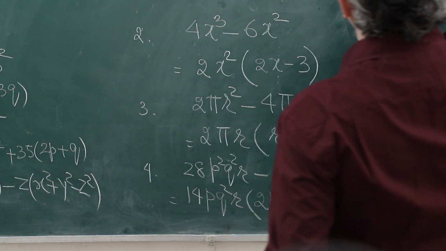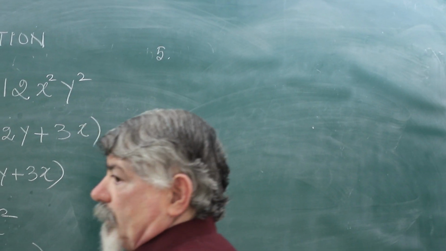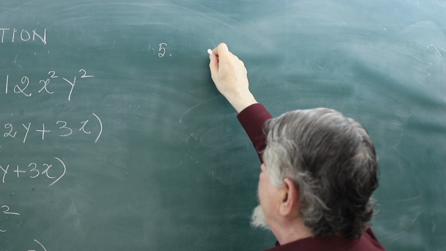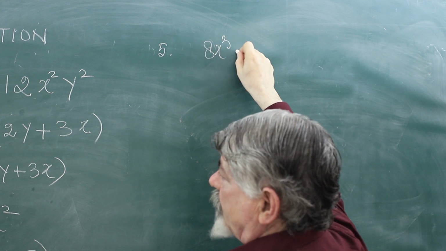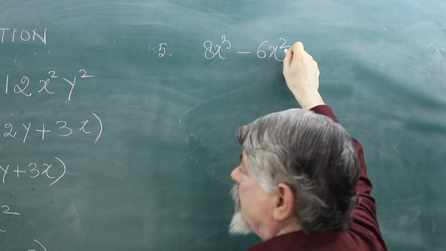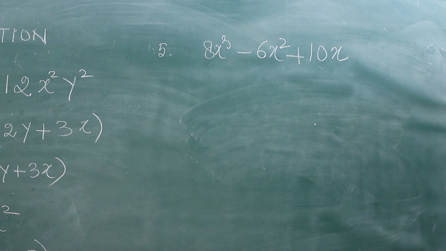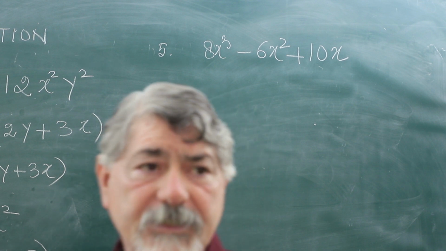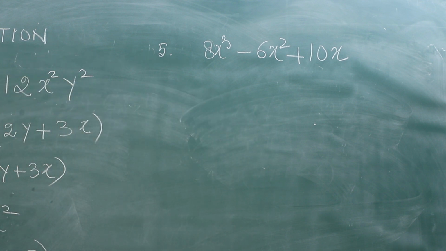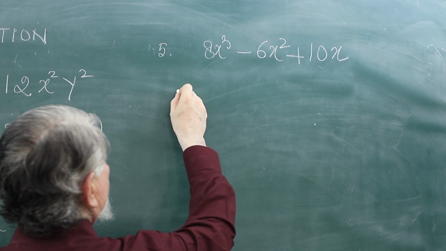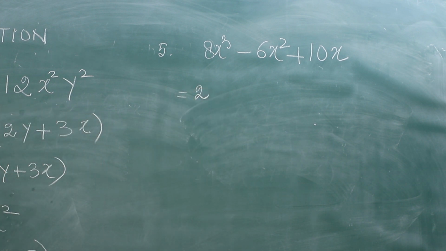Let us see the fifth question. In the fifth question I have 8x cubed minus 6x squared plus 10x. Now instead of 2 terms I am having 3 terms. So what is the problem? There is no problem. You just look at what is possible to take out common in these 3 terms which are given. Out of 8, 6 and 10, of course they are all even multiples. I can take only 2 common. 2 is the highest common factor of 8, 6 and 10.